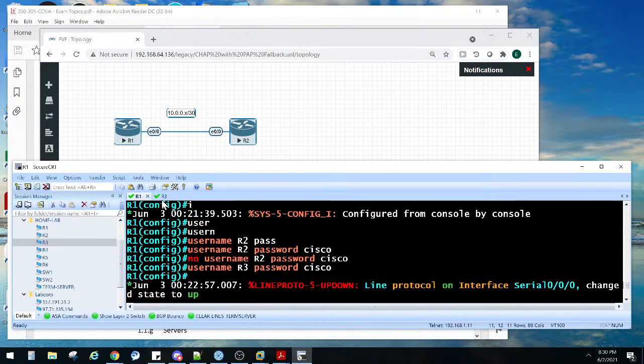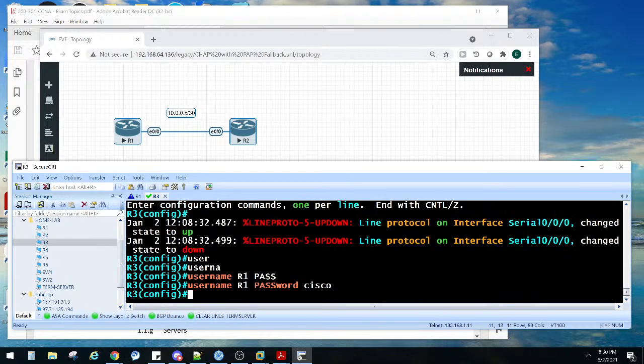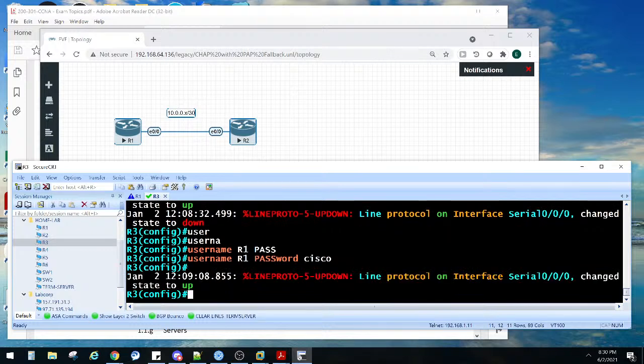Yep. Username R3, password Cisco. And then that's all he did, though. That is all he did. Then he put log config. And that's it. That's all he did. There, it came up. It came up. So I guess it basically uses the username and password that is stored on there.